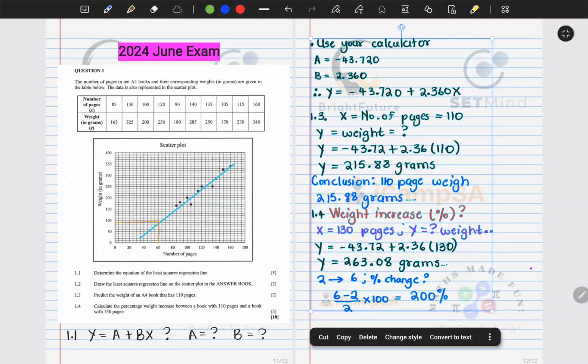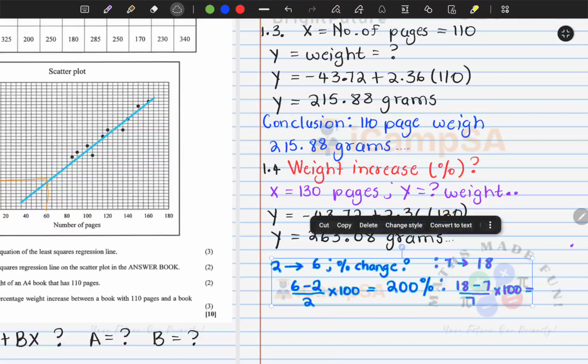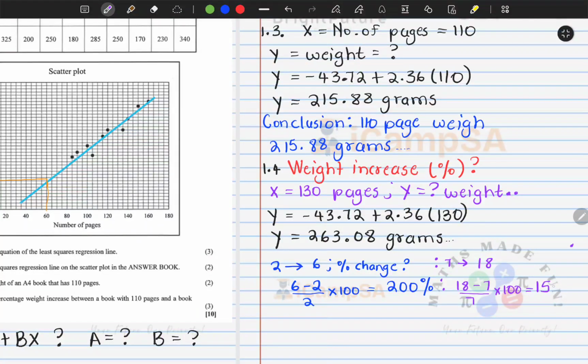Okay, so maybe another example. So let's say, for whatever reason, you're moving from a 7 to, let's say, 18. So how would you find the percentage change here? So you would say 18 minus 7, and then divided by 7, then multiplied by 100. So let's give that a try. So you'd have 18 minus 7 divided by 7 times 100, and the answer becomes about 157.14%. Okay, that is the increase.